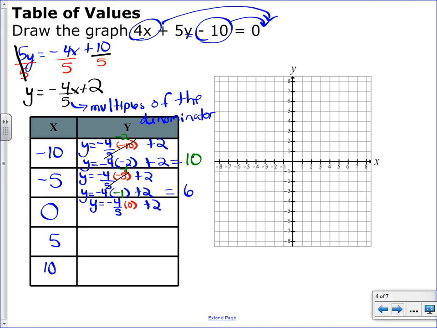Okay, this should be a pretty easy one. What's the answer? Yeah, because 0 times anything just gives you 0. Oh, not 0. 2.